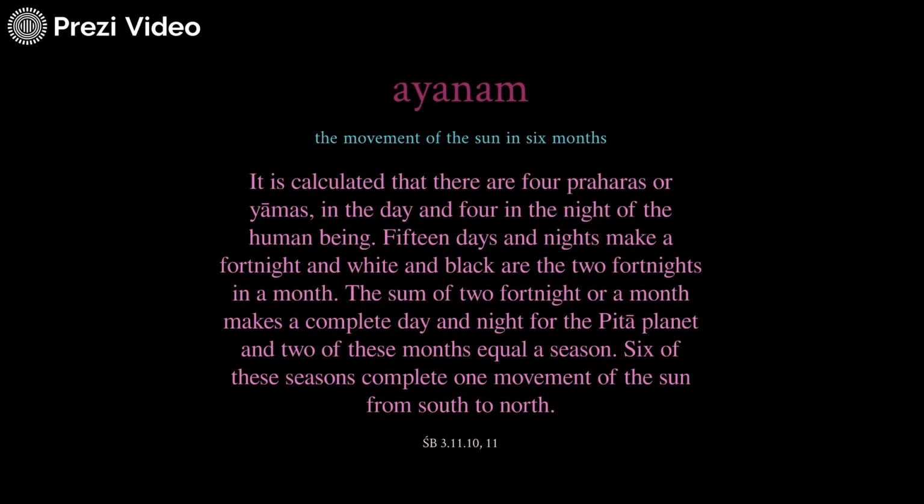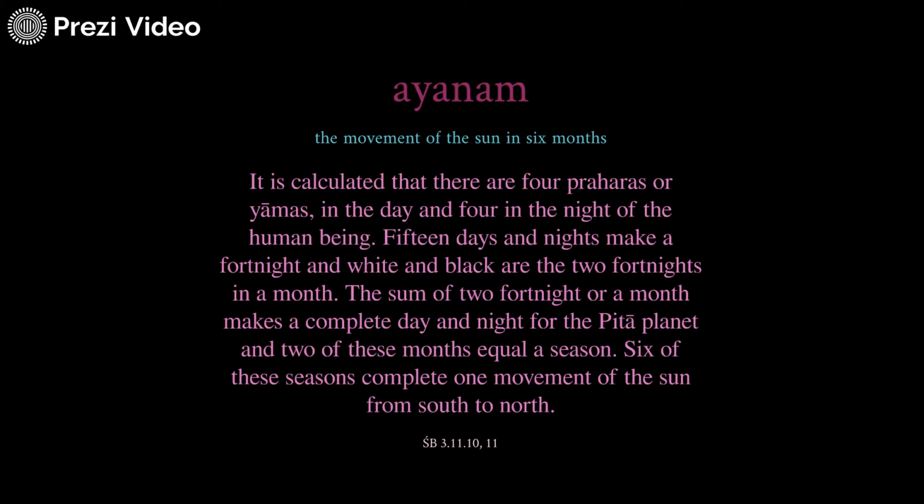The movement of the sun in 6 months. It is calculated that there are 4 praharas or yamas in the day and 4 in the night of a human being. 15 days and nights make a fortnight, and white and black are the 2 fortnights in a month.